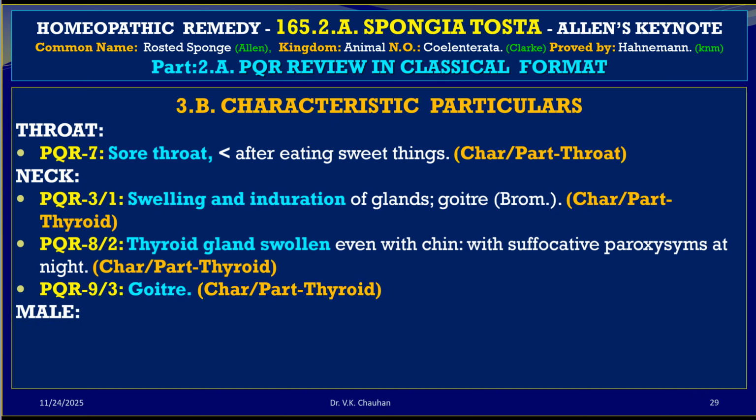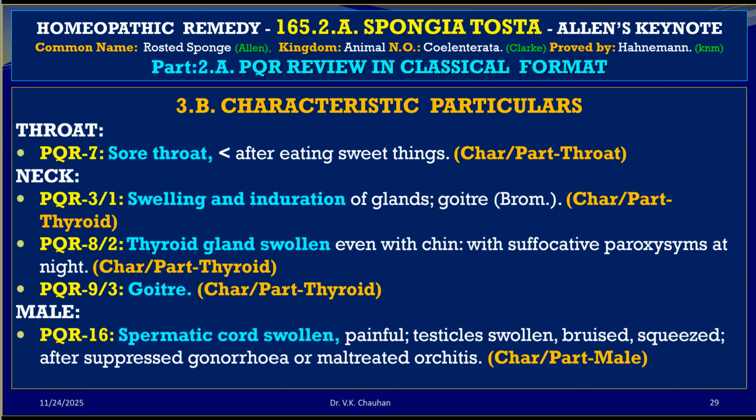Now, next comes the male, and here the male spermatic cord is swollen, painful testicle swollen, bruised, squeezed, and after suppressed gonorrhea and maltreated orchitis. So there is a sexual STD. Gonorrhea is an STD. So from his sexual behavior, you can understand your patient is a very sexually active and permissive person. Then he got the infection, then he got the maltreatment. Because of maltreatment, now there are further complications.